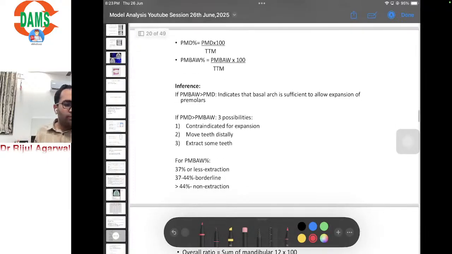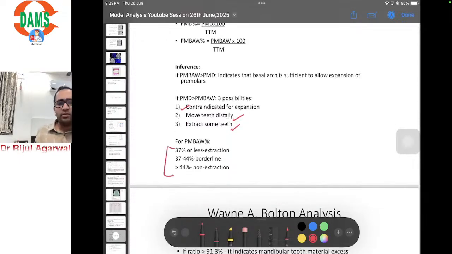Okay, if the premolar diameter, that is the diameter which you measure from buccal cusp tip to tip, is more, that means it is contraindicated for expansion. So what do we need to do to correct the crowding? You need to either move the teeth distally or extract some teeth. That comes under methods of gaining space. In addition to that, he gave us a guideline. 37% or less you need for the extraction, 37 to 44 is a borderline case, and more than 44% is definitely non-extraction.